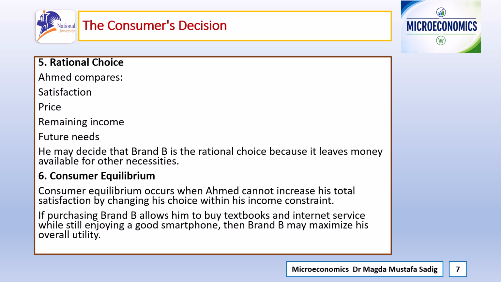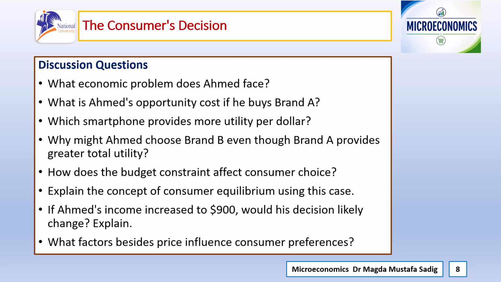Now let us discuss consumer equilibrium. Consumer equilibrium occurs when the consumer cannot improve total satisfaction by changing his spending within the available budget. Suppose Ahmed buys brand B. He still has $200. He can buy textbooks, pay for internet, and meet other important needs. Overall, his total satisfaction may actually become higher than buying brand A alone. This illustrates consumer equilibrium. The consumer has reached the best possible allocation of income.